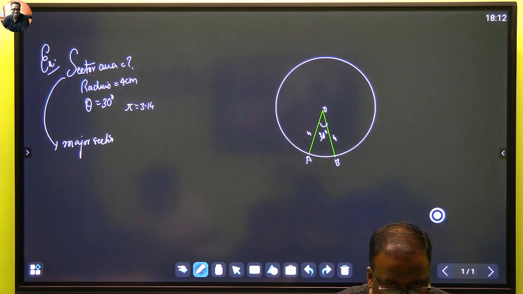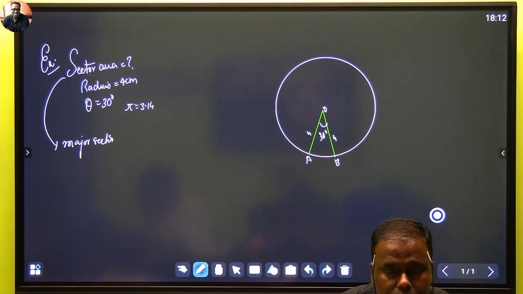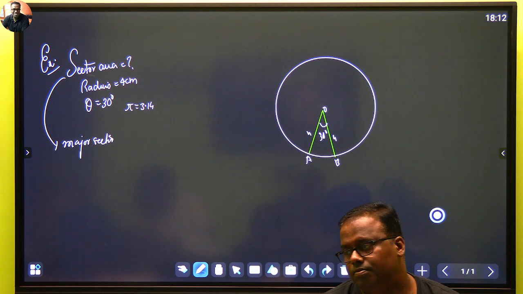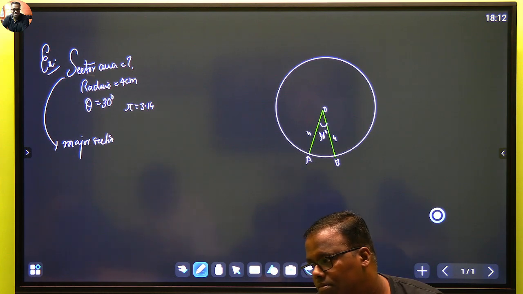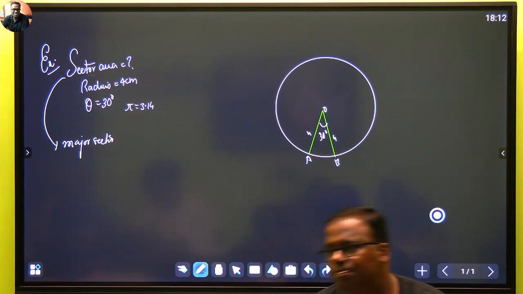Area of the triangle. Separate the triangle out and check how to get the altitude of the triangle or the base area, whatever way you want. Angle measurement is given, 120. So use your common sense.